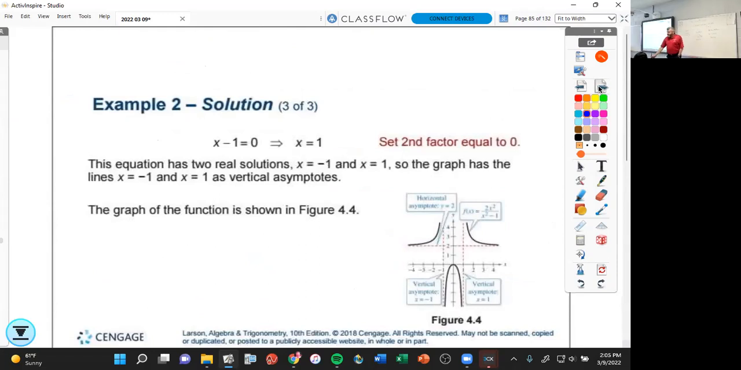Can a graph cross a vertical asymptote? No, because x doesn't exist for the function at that point, so it can't. But it can cross horizontal, and it can cross slant. We'll talk about this later.